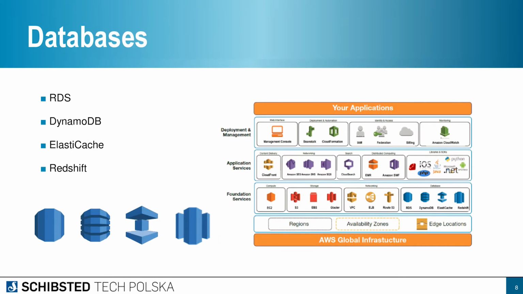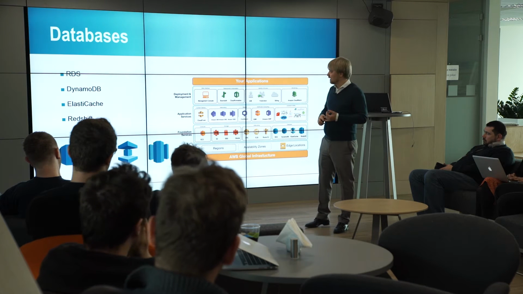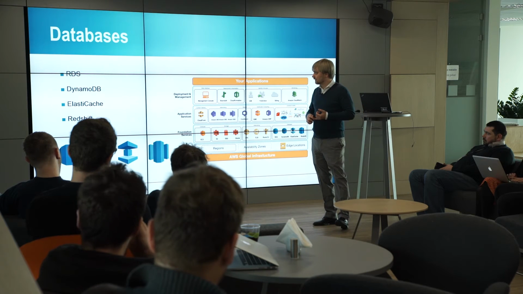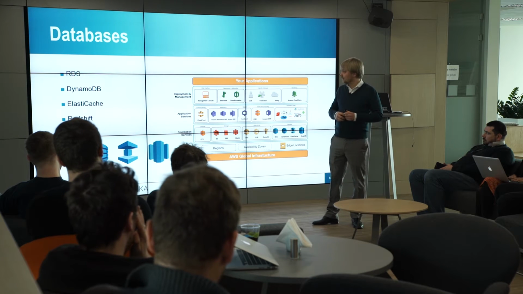From the databases point of view, Amazon provides RDS. RDS is a managed relational database management system. Underneath, you may run Postgres, MySQL, Microsoft SQL, Oracle, MariaDB was announced recently, and of course, Amazon's implementation of MySQL is Aurora.